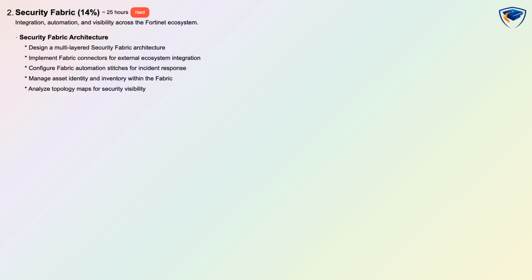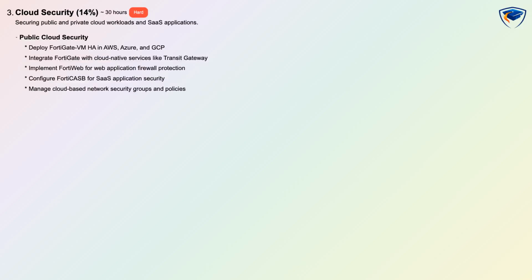Cloud security is 14% and is aimed at protecting public and private cloud workloads with about 30 hours of study. Expect to deploy FortiGate VM in HA across AWS, Azure, and GCP and integrate FortiGate with cloud-native services such as Transit Gateway. You will learn to implement FortiWeb for web application firewall protection and configure FortiCASB for SaaS security while managing cloud network security groups and policies. Scenario questions will test your ability to design scalable and resilient cloud security architectures.